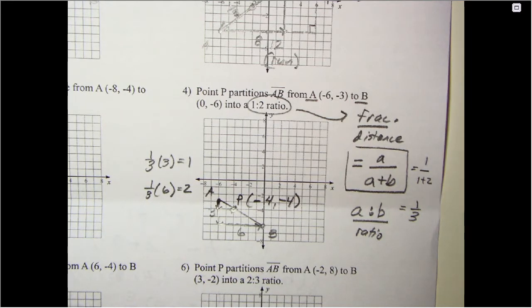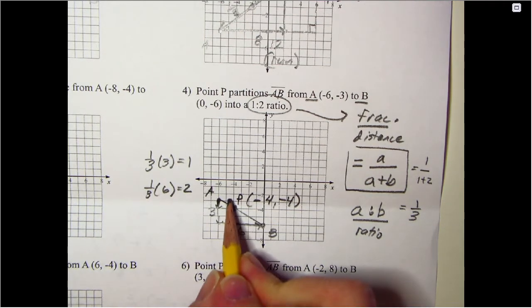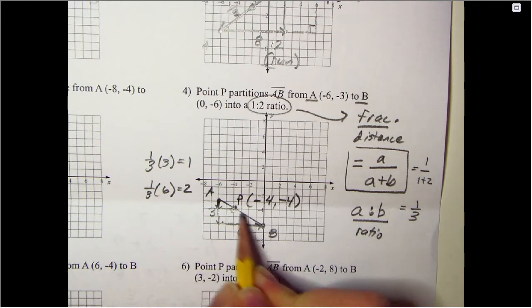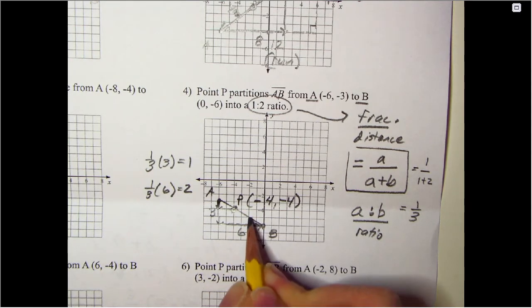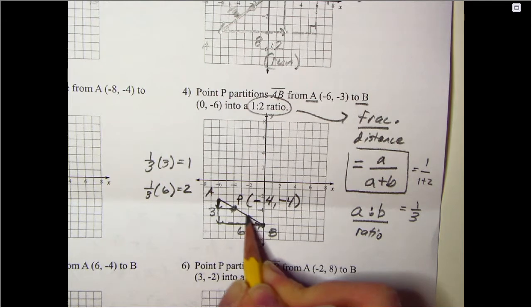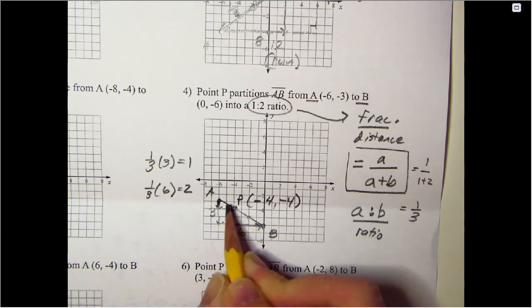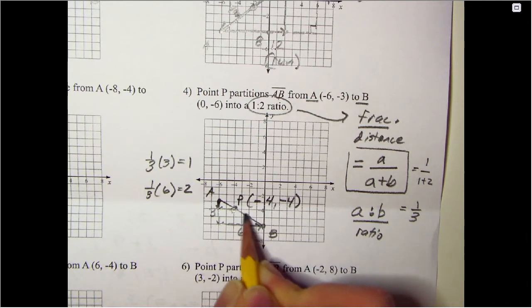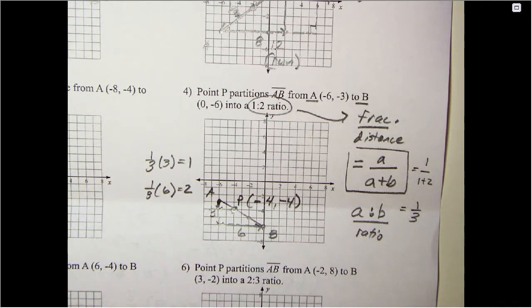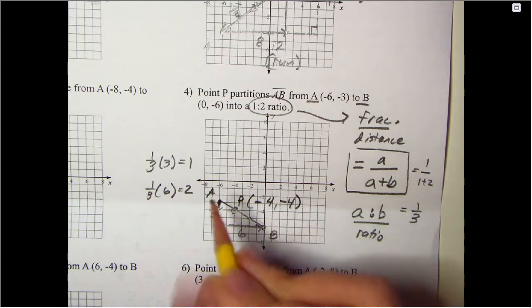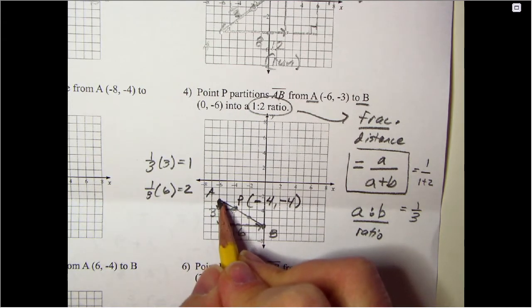Now here's where the ratio shows up. This is equal to 1 part of this line. This is equal to 2 parts. Okay. If I split this up into thirds, here's where my next point would be. This would be 1/3, 2/3, 3/3 of the line. So this part is worth 2. This part is worth only 1. So this is half the length of that line right there. Again, we're not trying to find the length from A to P. We're just finding the location of the point.